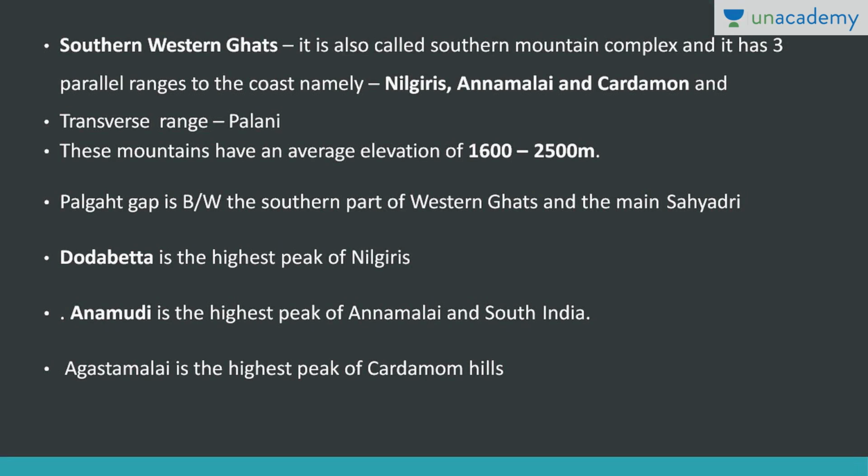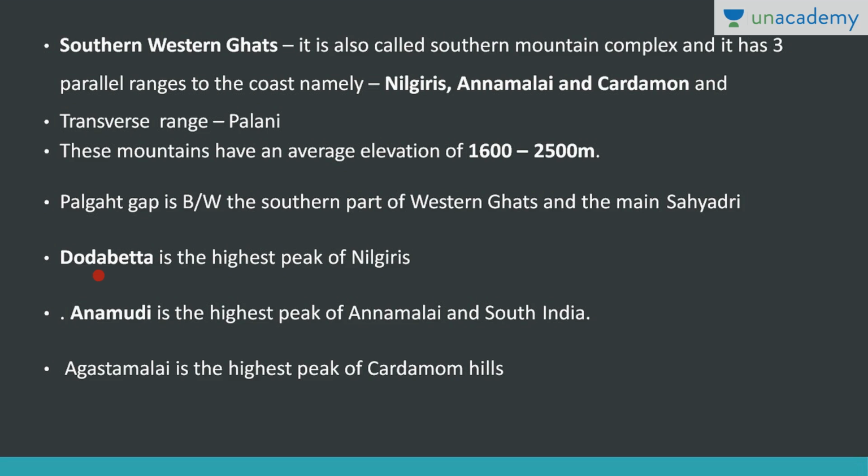These mountains have an average elevation of 1600 to 2500 meters, and here we have one of the famous gaps, that is Palghat gap. It is approximately 50 kilometers wide, and it is between the southern part of Western Ghats and the main Sahyadri, that is a part of Western Ghats.